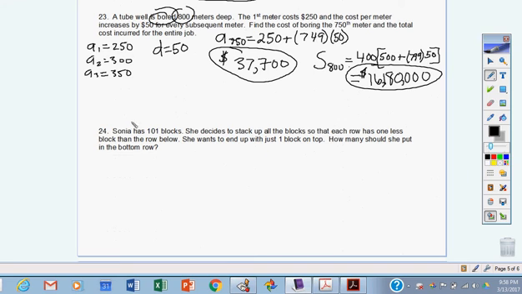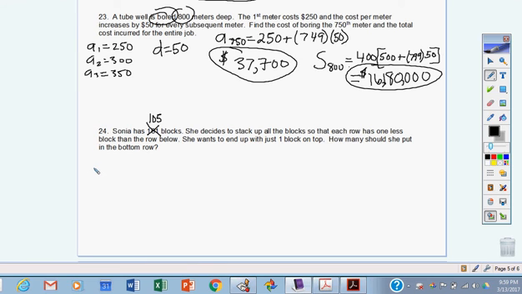What do we got here? Sunny has 101 blocks. Well, I think I forgot to tell you guys this. I hope I didn't, but it's supposed to be 105 for this problem to work out nicely. Otherwise, the blocks don't come out to a whole amount, which won't work. So I'm sorry about that, but now that you know that, hopefully maybe you can try the problem, pause the video, try the problem, and then see if you get it right.